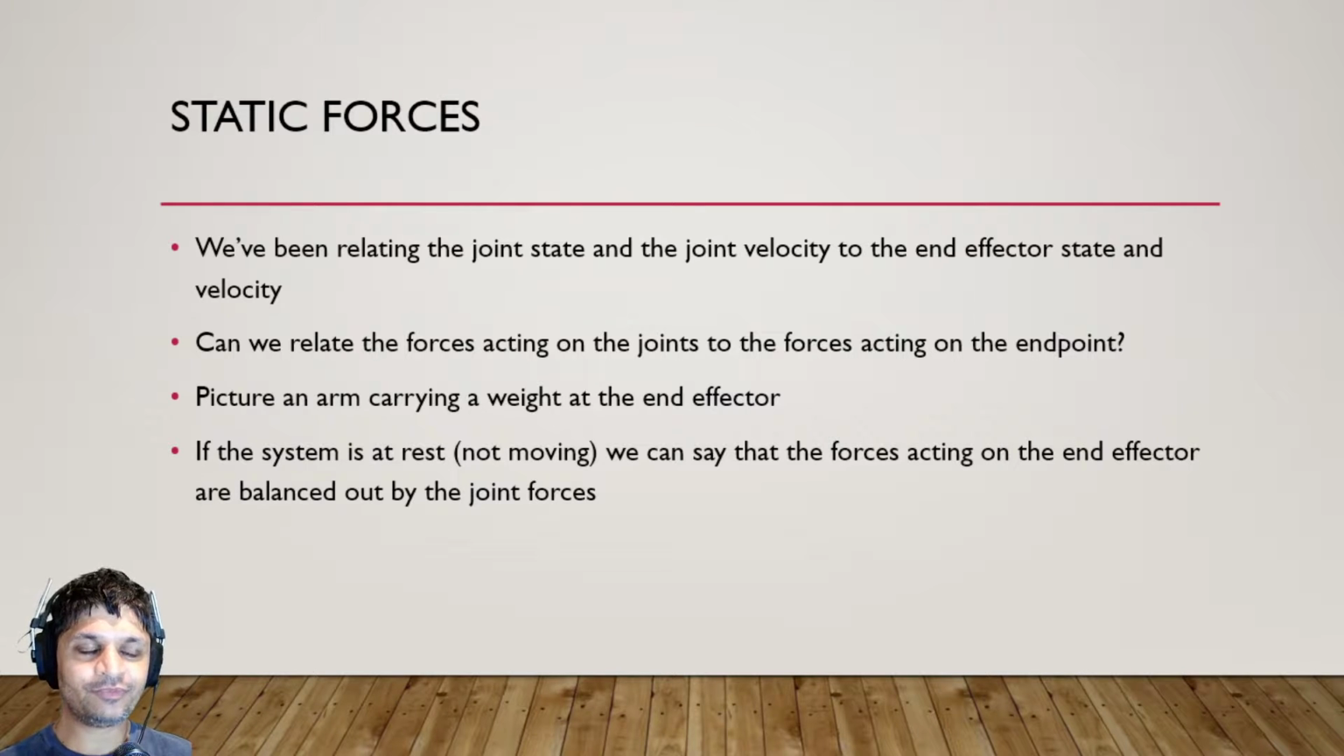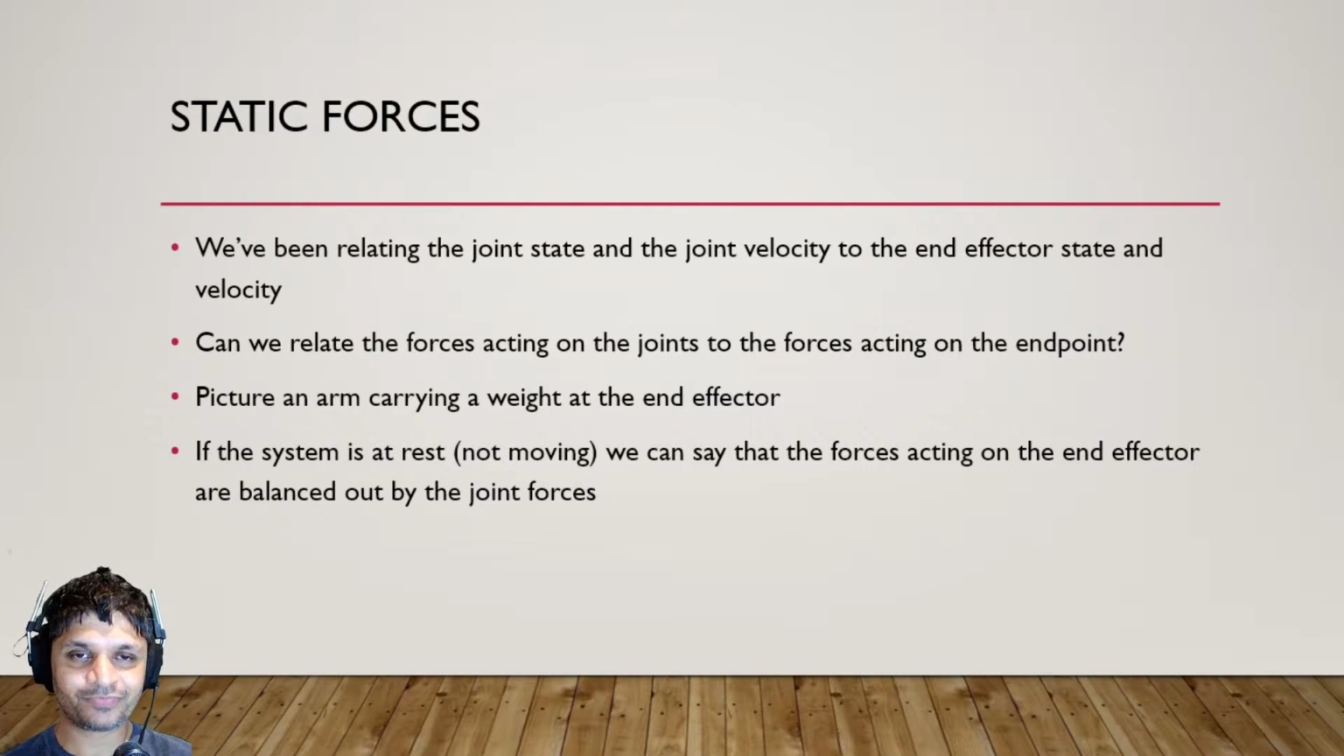Okay? So picture that there's an arm, and at the end effector of the arm, we've got a weight, right? So we've stuck a weight on there. And, sorry, not completely over the flu. So if the system is at rest, so it's not moving, then that means that the forces acting on the end effector are balanced out by the joint forces, right? So basically we've got this weight, but the arm is not moving. So that means there's some joint that's applying a torque, or otherwise the whole system would sort of fall down, right? So if the system is at rest, we know that that's not the case, and so we know that the forces are balanced.